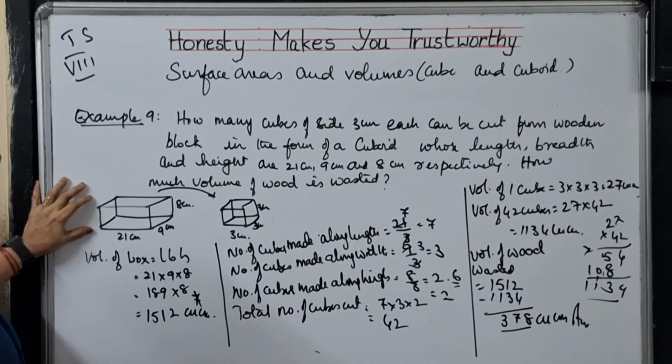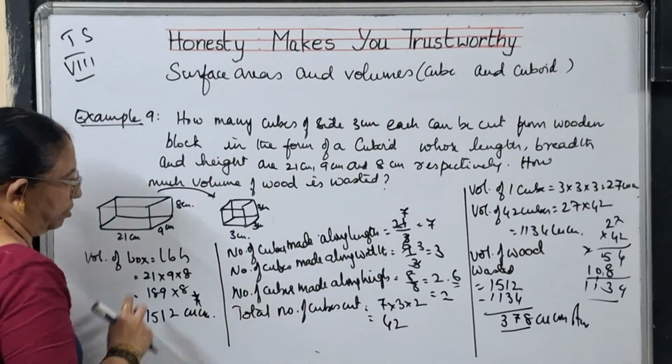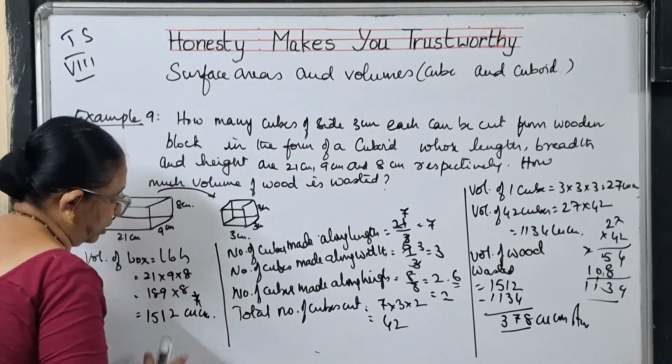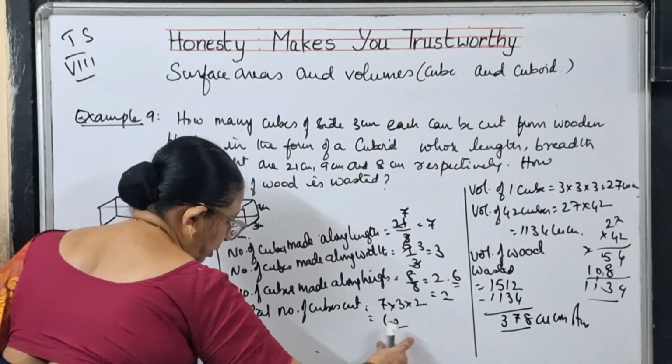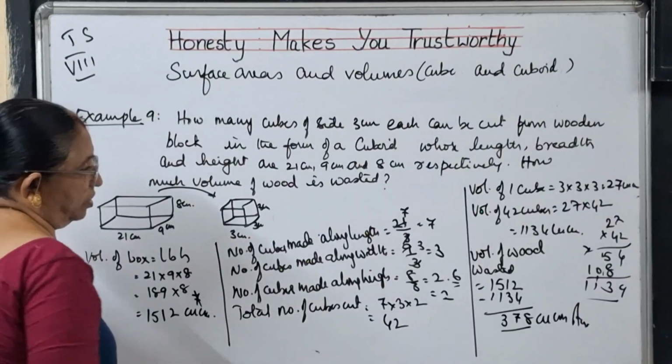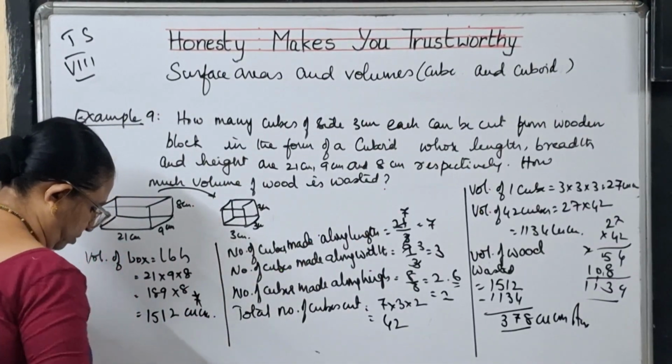So how much wood is wasted? Actually, this 0.6 is wasted only. So the amount we have to find out: find the volume of the wood and find the volume of this total of 42 cubes. Subtract it, you will be getting the answer. Note it down, children.